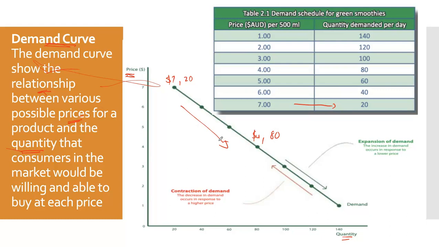We can start to bring some terms into this. If the price goes up, we're going to call that a contraction of demand. There is a decrease in demand in response to higher prices, and there is an expansion of demand when demand increases as a result of lower prices. So if we went from $7 to $4 in terms of our smoothies, we would have an expansion of demand because as price has gone down, demand has gone up.